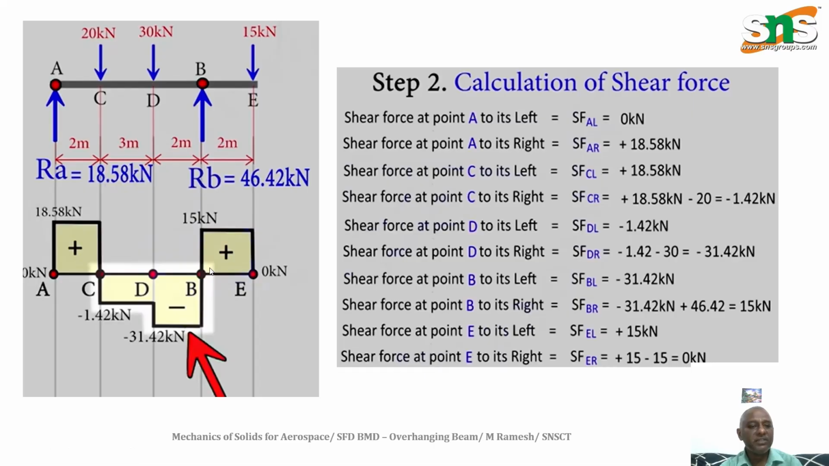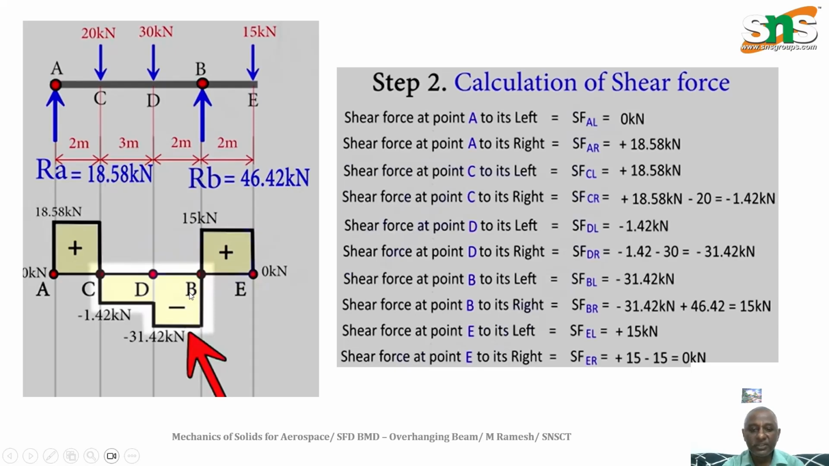If UDL comes into the picture, that will be a different diagram. But if only point loads are there, and in between there is no load, you just draw a horizontal line. Then at the point of application you will draw a vertical line towards increment or decrement. That is the shear force diagram. So according to the values, you place them at each and every point, get the values and draw the diagram.